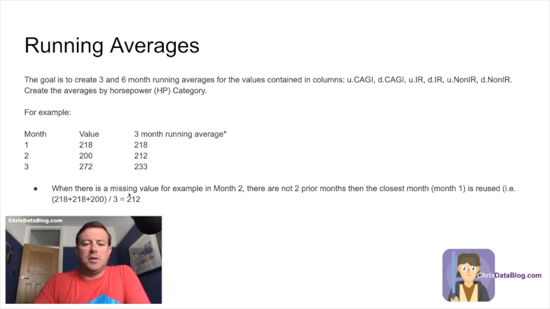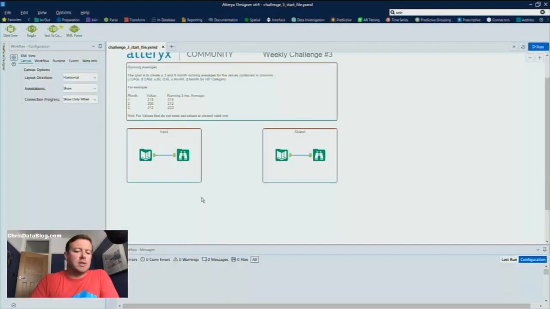What they want you to do here is create the 3-month running average, and when there are missing values, use the prior month. So in an example here, if we wanted to work out how they got the 212 as the 3-month running average for month 2, what they've done is said, okay, well, there's not 2 prior months, so what we'll use is the closest month to that, which was month 1. So we've got a value of 200 for month 2, 218 for the month preceding that, and then it also uses 218 again for the preceding month for that. So 218 plus 218 plus 200 divided by 3 gets you to 212. So what we'll now do is move over to Alteryx and have a look at what this looks like.